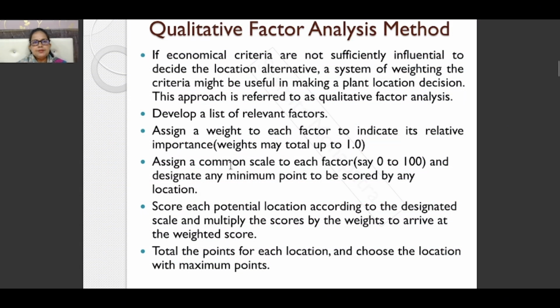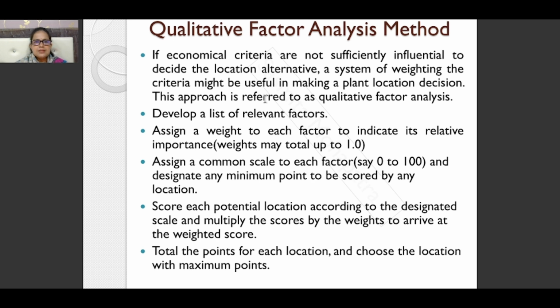Hello everyone. Today in this class we are going to discuss the qualitative factors. In our previous class we discussed the cost volume analysis, that is called the quantitative analysis for plant location. Here we are going to discuss the factor analysis. Factor analysis is called the qualitative analysis of the plant location.